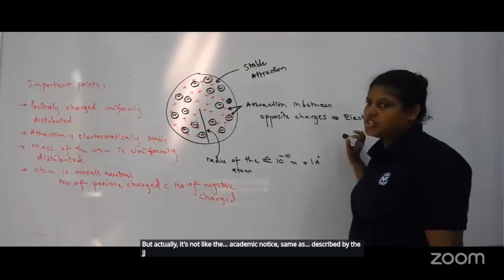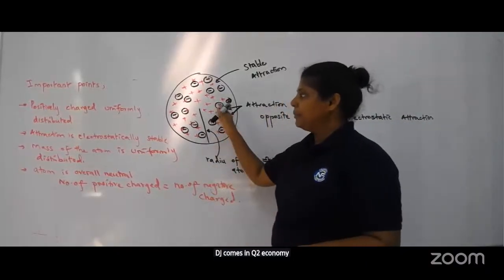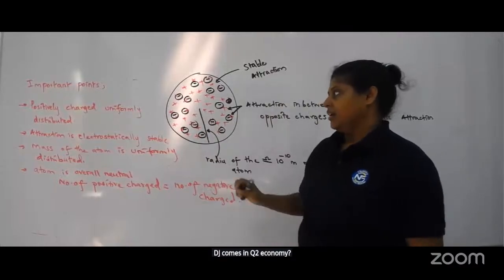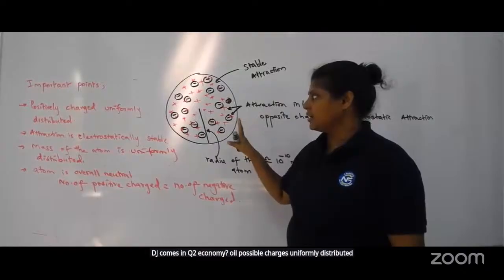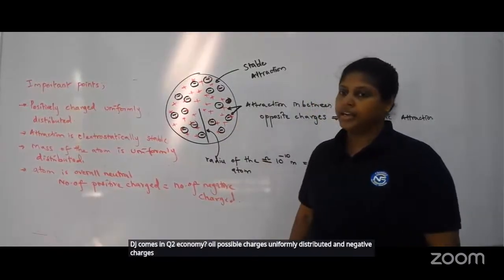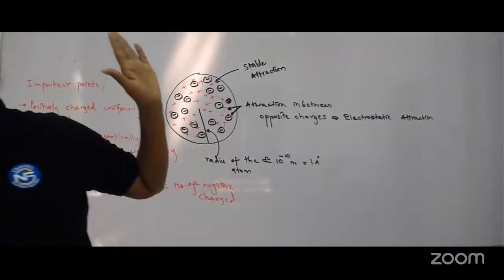What J.J. Thomson said is not actually what happens, son, but he said it is this way: all positive charges uniformly distributed and negative charges embedded in it. Is that clear now?